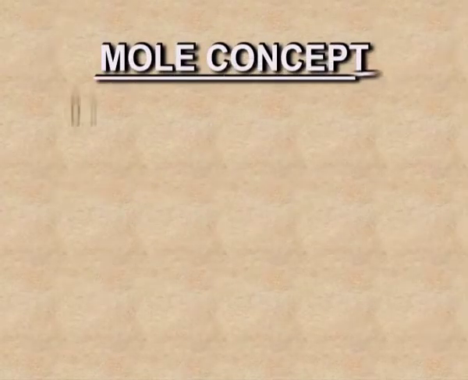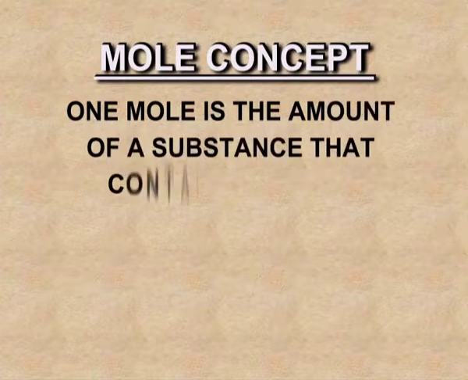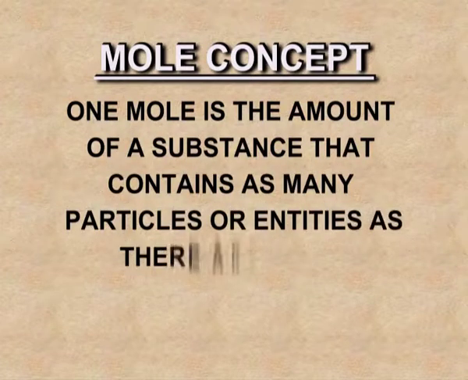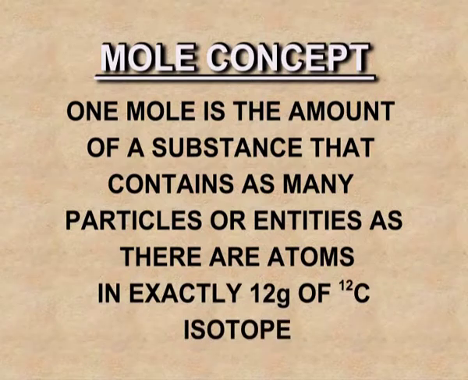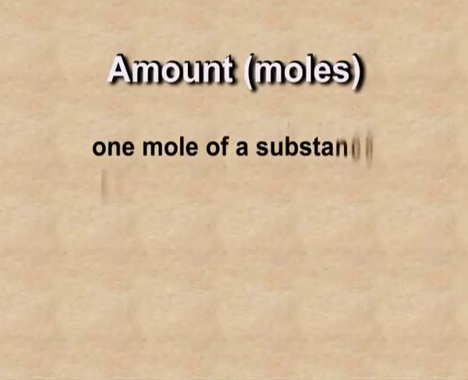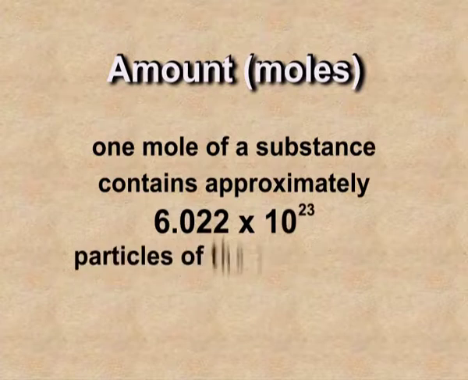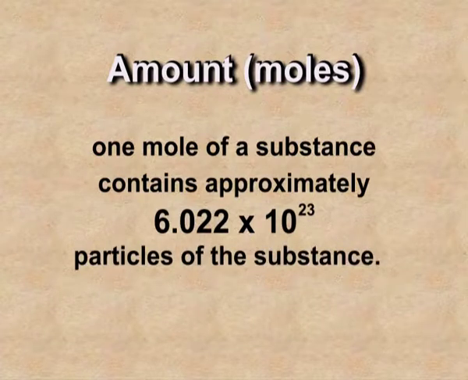1 mole is the amount of a substance that contains as many particles or entities as there are atoms in exactly 12 gram of 12C isotope. Dear children, as we use the word dozen for 12, we use century for 100. The same way, we use the concept of mole. 1 mole means 6.022 × 10^23 particles of a substance.